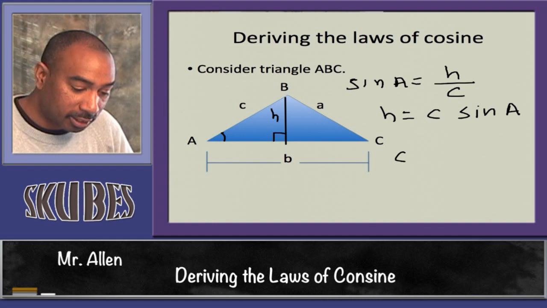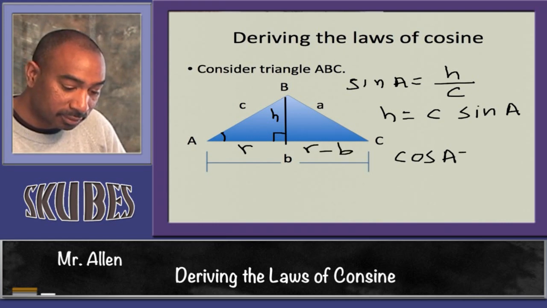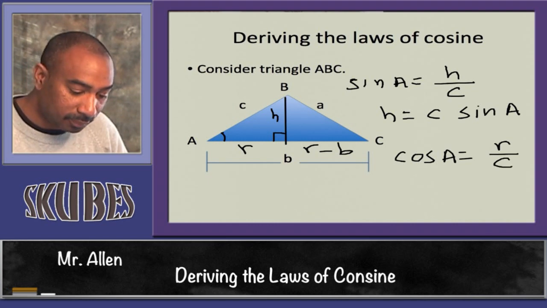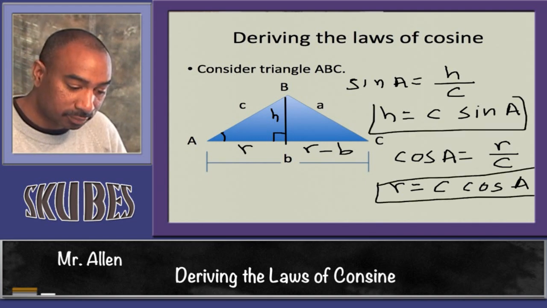And if I were to take the cosine of angle A, let's say the distance here is r. Let's say the distance from here to here is r minus b. So if I were to take the cosine of this, I would have the adjacent side, which is r, over the hypotenuse, which is c. And if I solve for r, I would get c times cosine of A. We're going to use this to help derive the law of cosines.